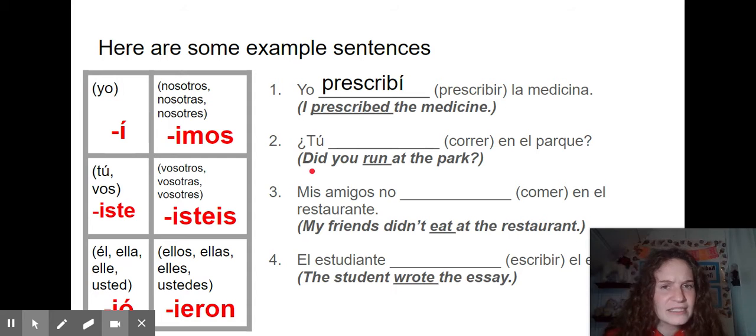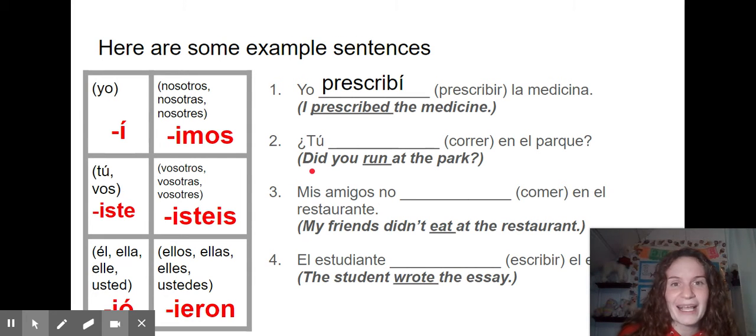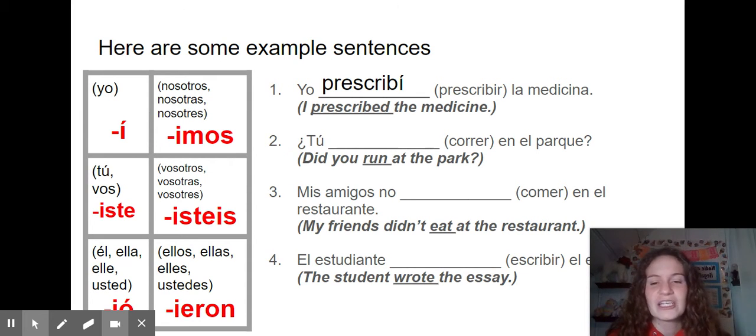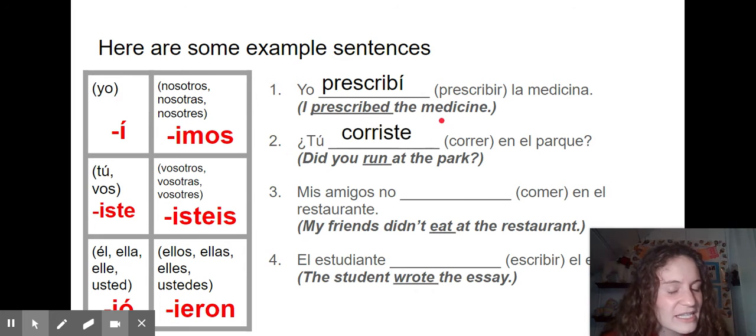Number two, if we're asking a question, did you run at the park? It's a past tense question. That word did is our past tense in English. So did you run at the park? The action here is run, correr. And it is in tú form, which means it's going to have to end in iste. And our verb is correr. So I take off that ER. I keep corr, add my iste. And my answer would be, ¿Tú corriste en el parque? Did you run in the park?